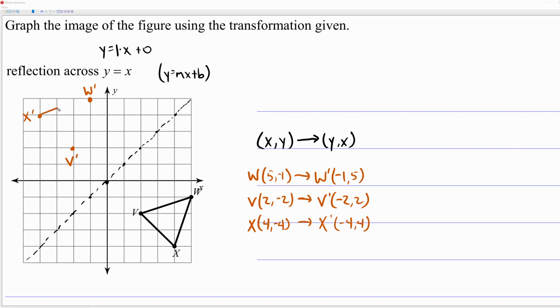So if I connect these dots, that's what the reflected shape looks like. Now, if you can visualize it, if you fold across the dotted line, these points will line up. Or if you connect W prime to W, you'll make a 90-degree angle with the line y equals x, and you have the same distance on each side. At the end of the day, though, you need to remember x, y, you switch the coordinates.